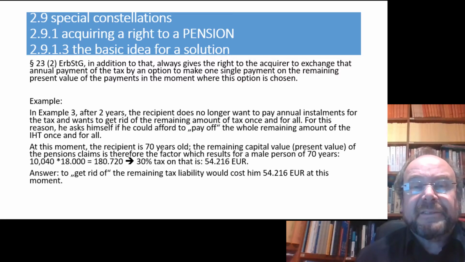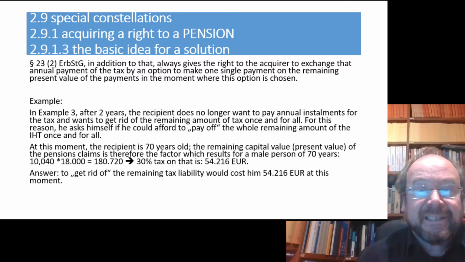So you as a tax advisor would tell our pension person, you can get rid of the future inheritance tax payment if you are willing to pay now, once and for all, 55,216. Yeah, so nice.